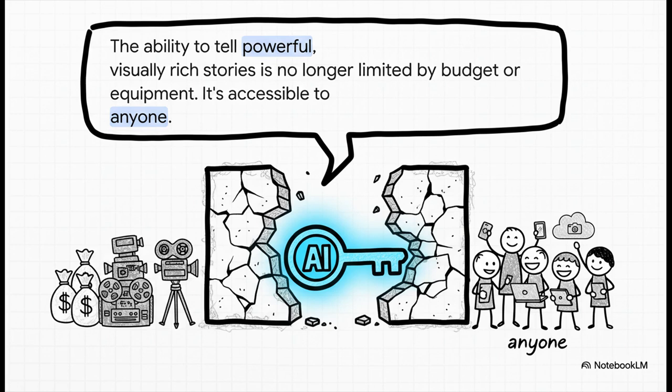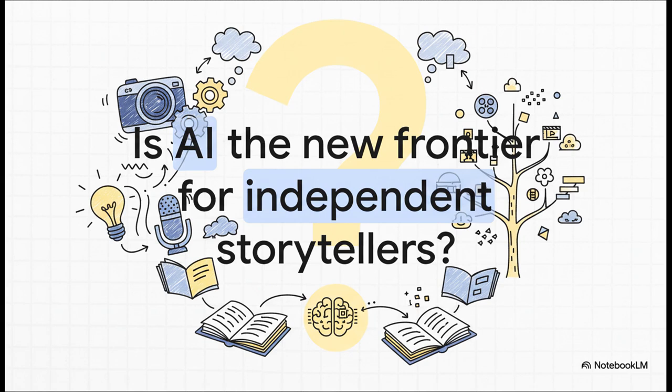You know, what this all really means is that we're looking at a revolution in how we can create things. The power to tell these amazing, visually rich stories, it's not just for big studios with huge budgets anymore. It's now in the hands of anyone who has an idea. And that really brings us to a final, pretty big question, doesn't it? As these tools get even better and easier to use, are we stepping into a brand new golden age for creativity? Could AI be the new frontier for independent storytellers all over the world? It's something to think about.